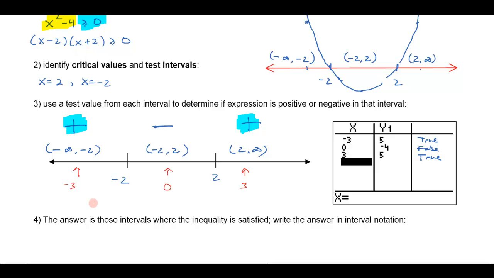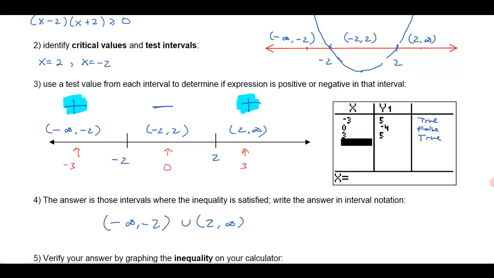Your solution is going to be minus infinity to minus 2. Any number in this interval is going to make it positive, which is greater than or equal to 0. And likewise, anything in this interval is going to make it positive.